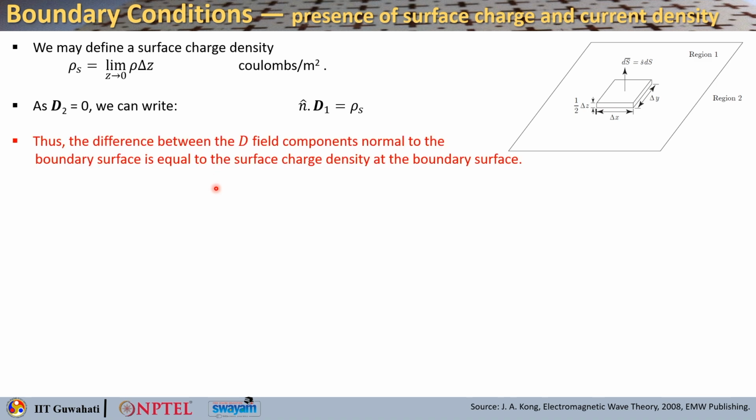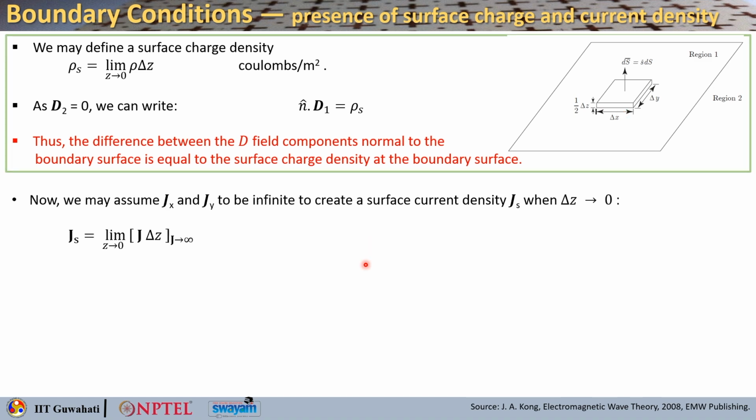You can see that the difference between the electric displacement field components normal to the boundary is basically equal to the surface charge density that is available at the boundary surface. So, this is showing you the difference of the two D field components. D2 is 0, so we do not need to write it again, but the difference is basically the surface charge density at the boundary surface.